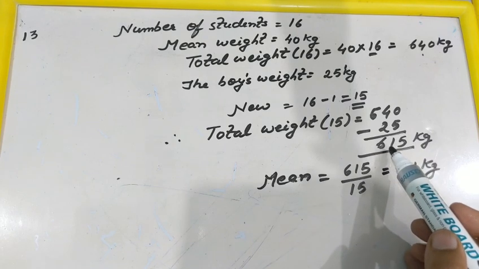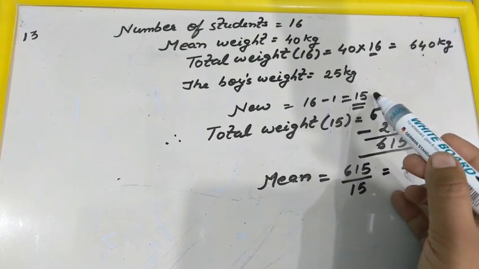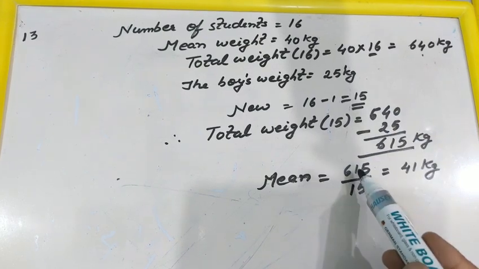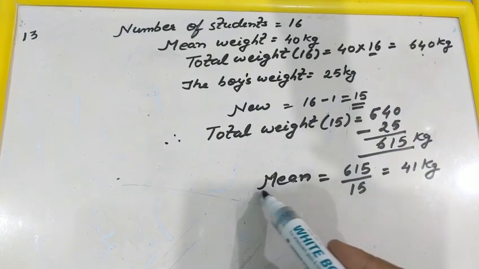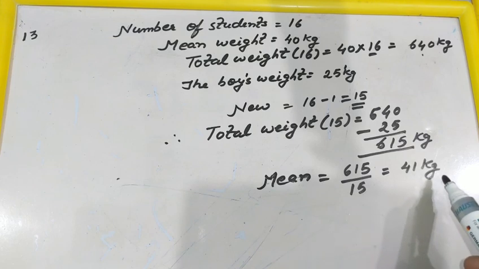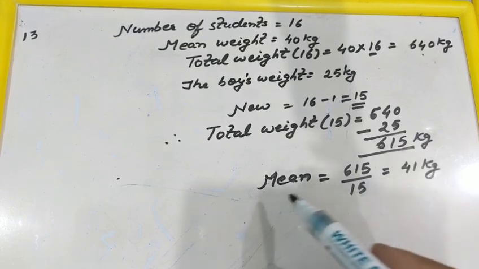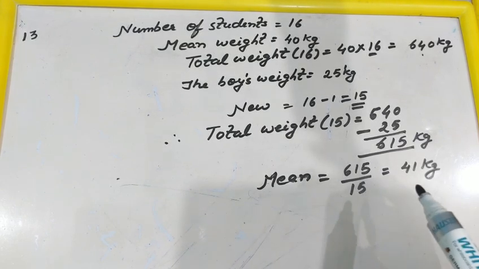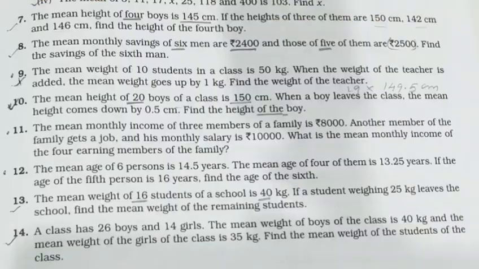This is the total sum of observation and this part is the number of observation. So sum divided by number is the new mean. That is 41 kg. Hence 41 kg is the mean of those 15 students.